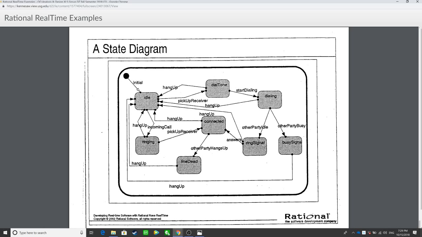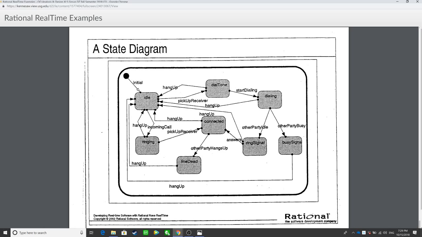However, if you're in idle state and there is an incoming call, what's gonna happen? It's going to the ringing state. So that's the concept: the same event does not always trigger the same reaction. If you're in dial tone, this incoming call, nothing happens. But if you're in idle state, this incoming call, it's gonna ring.